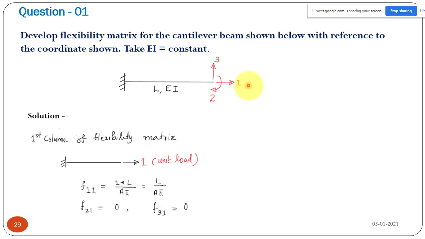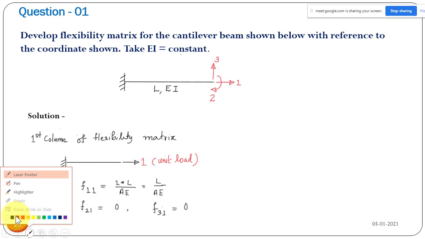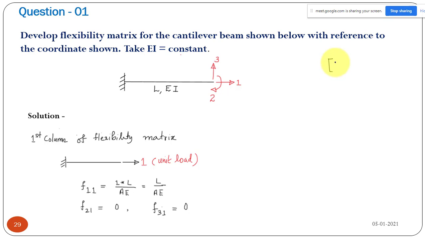First one corresponds to axial, second one corresponds to deflection, the displacement perpendicular to the axis, and third one corresponds to the rotation, clockwise rotation. So one thing is clear: your flexibility matrix is going to be a 3 by 3 matrix. We have 3 rows and 3 columns, and the first row and first column will be the same, second row and second column the same, third row and third column the same, because our matrix will always be a symmetric square matrix.